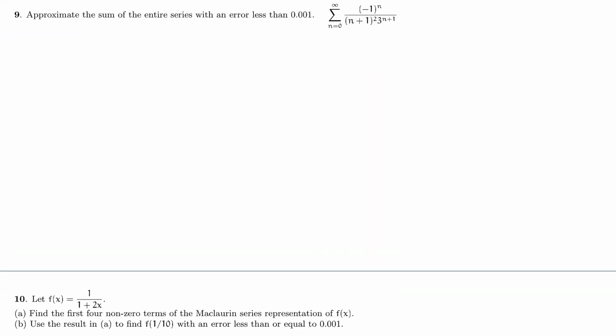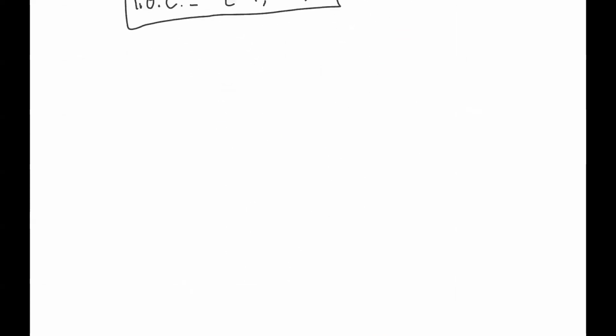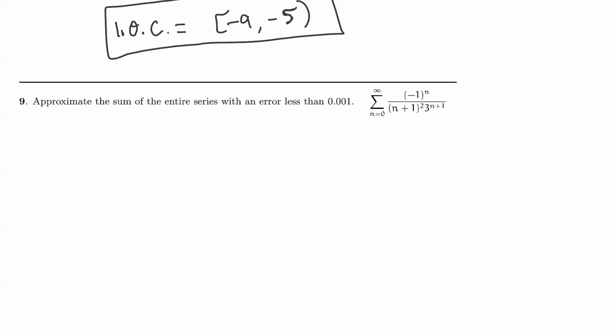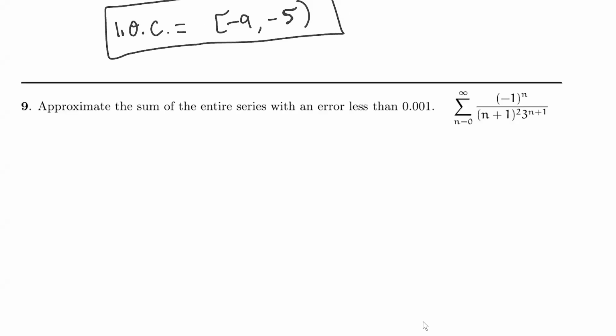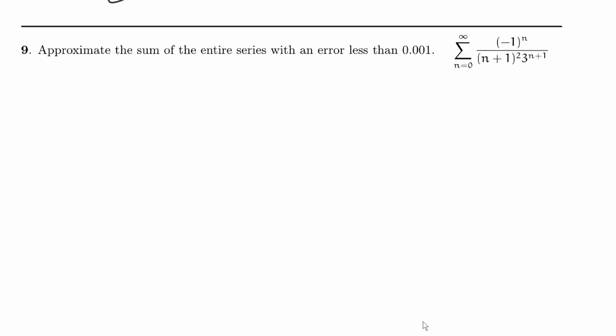Okay, so let's take a look at number 9. So this is approximating the sum of an alternating series. As you can tell, the series alternates. So we have to apply, I think the book called it an estimation theorem for alternating series. You can literally Google search that. It's called an estimation theorem for alternating series, exactly like that. So approximate the sum of the entire series with an error of less than 1 over 1,000. I'm going to write it out as 1 over 1,000, like that.